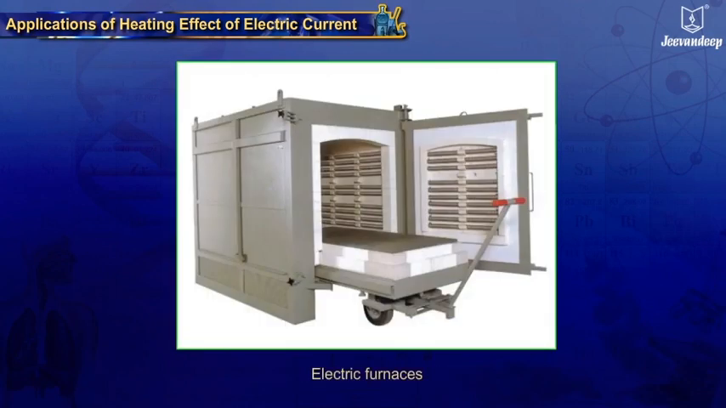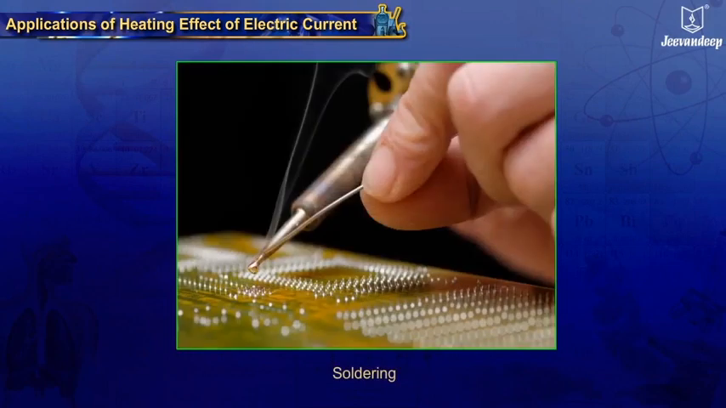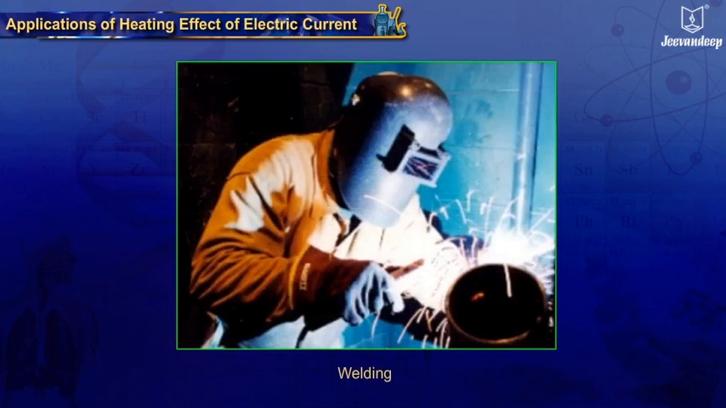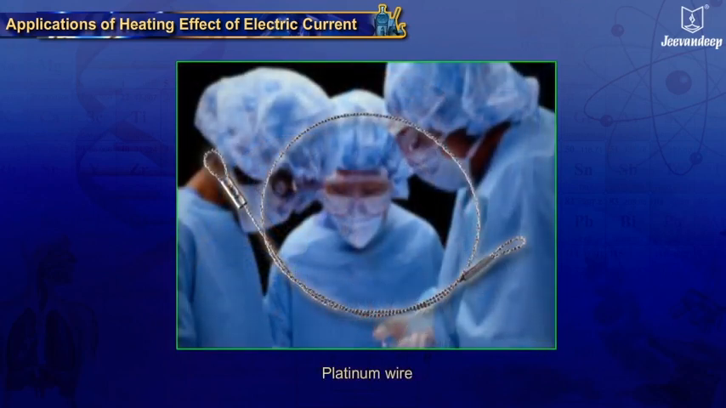Working of electric furnaces, soldering, cutting, drilling, welding, etc. are based on heating effect of electric current. In surgery, a fine heated platinum wire is used for precise cutting of tissues.